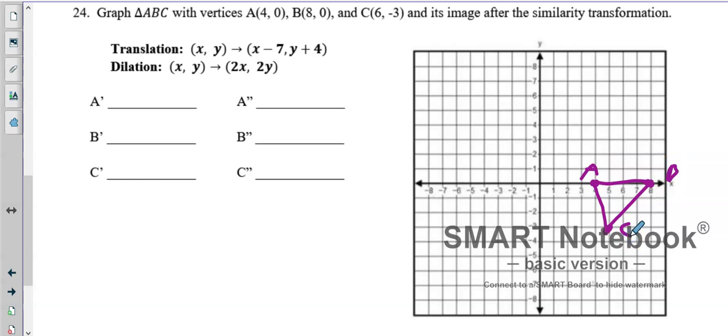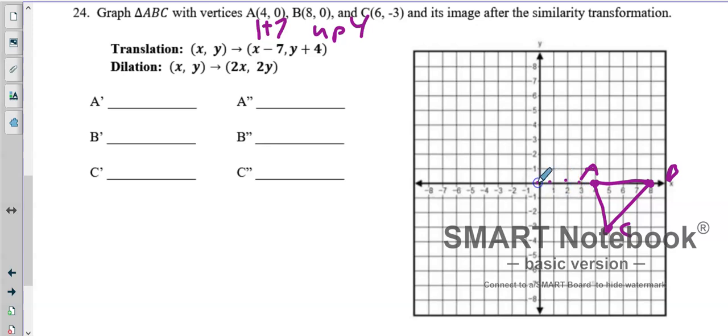Now, we're going to do two transformations. Okay, this is a composition. We're going to first translate it. This means left 7 and up 4. Now, there's two ways to do this. Mathematically, you could subtract 7 from all these x values and add 4 to all the y values. Or you could literally just count.